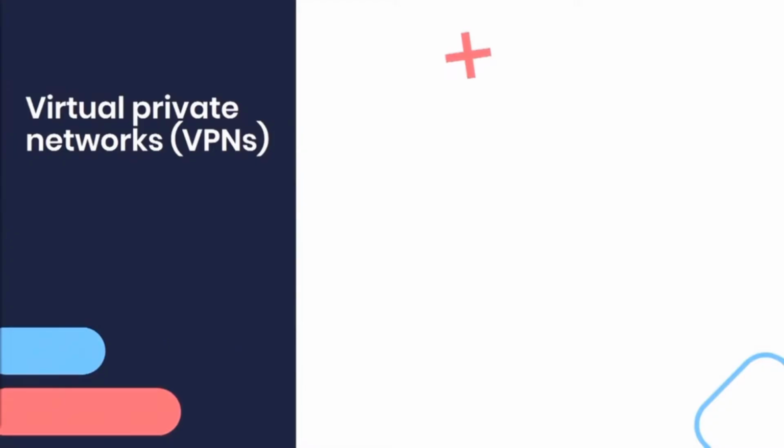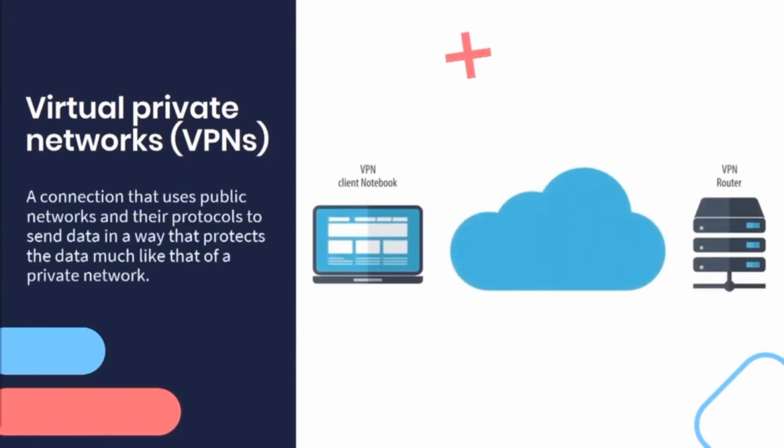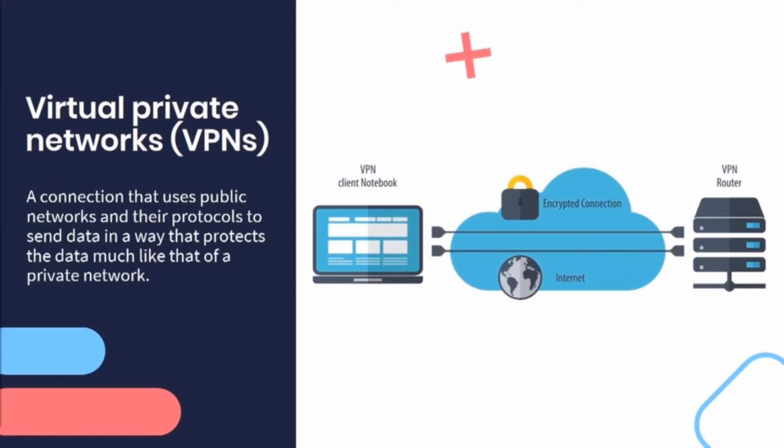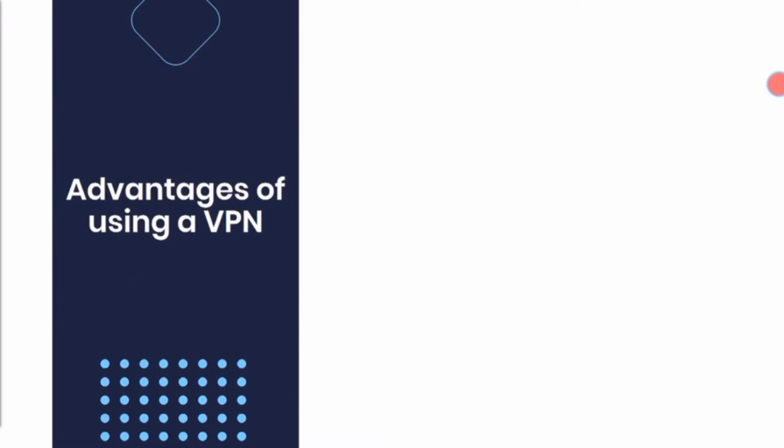So apart from using a private network, which we established is quite complex and quite expensive to customize, we can also use virtual private networks. And this is essentially a connection that uses a public network but encrypts the data over that public network. So essentially a VPN, or a virtual private network, acts like a public network with the benefits of a private network. And one of the biggest benefits here is that VPNs are a lot less expensive to implement as opposed to a private network. With all that being said, there are some advantages of using a VPN, and let's have a look at some of them.